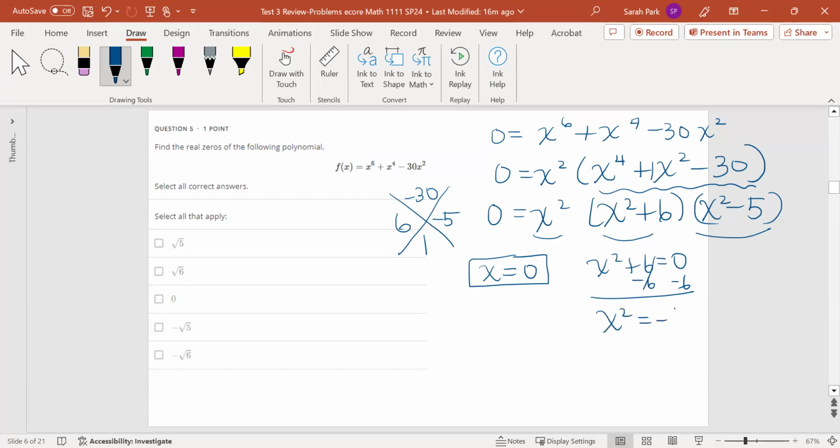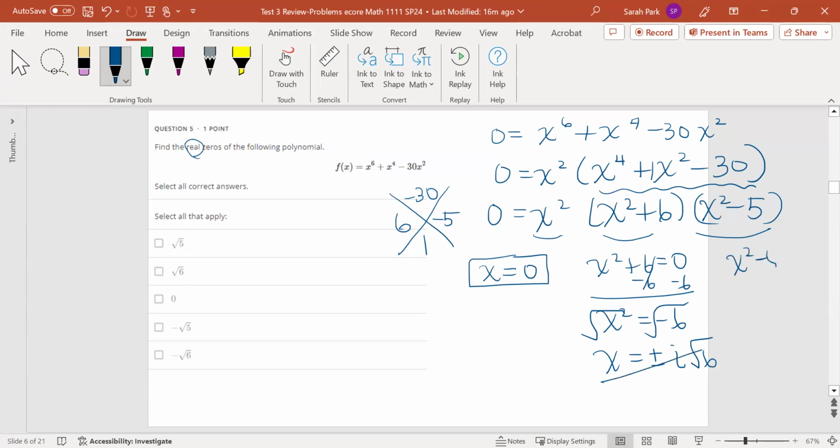We get x squared equals negative 6. If we take the square root of that, we get x is equal to plus or minus the square root of negative 6, which is going to give us i square root of 6, because it's not a real zero. It's an imaginary zero. We're not going to count that.